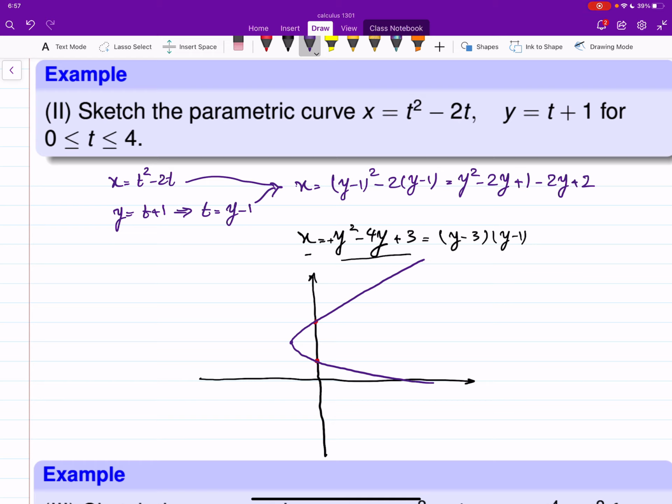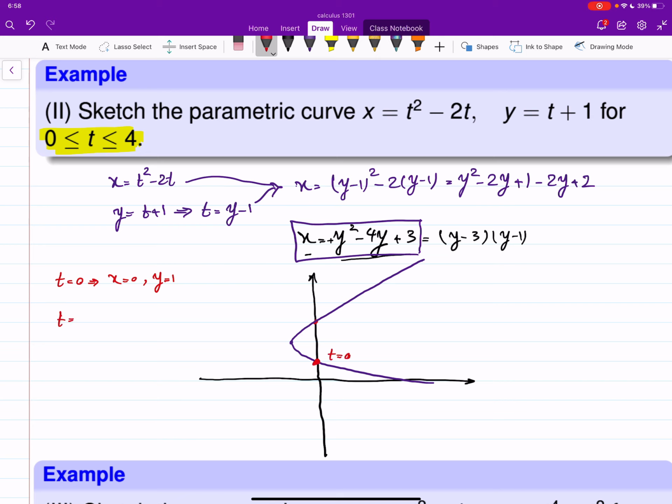Okay. Note that this is the whole graph given by this, but we have to be careful because our parametric equation has a domain. The parameter t is only allowed to go from 0 to 4. Now, to be able to determine that part, we just evaluate some t's here. For t equal to 0, x is 0 and y is 1. So we are looking at (0, 1). So this is t equal to 0.